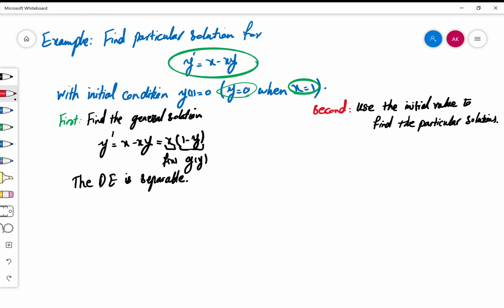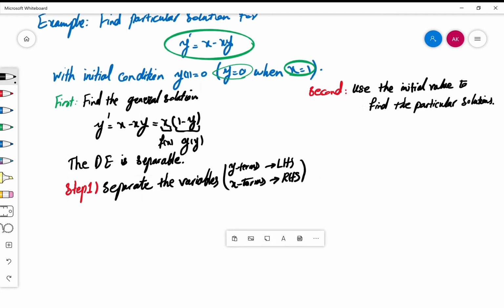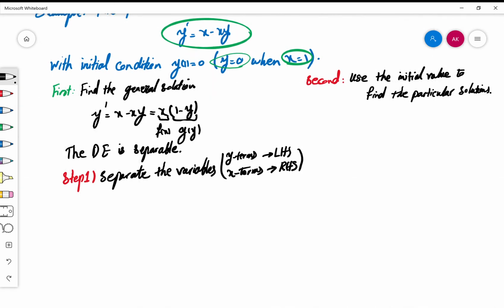And when we have a separable differential equation, we need to take two steps. One, separate the variables, meaning that everything in terms of y, put it in the left hand side, and x terms, put them in the right hand side. Okay, so we have left hand side, right hand side, and now we have to do it here.